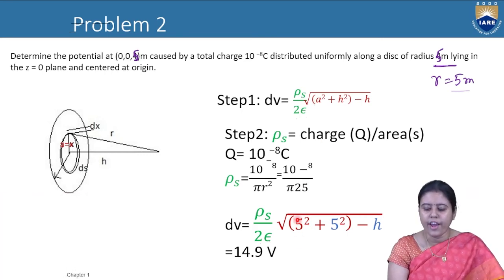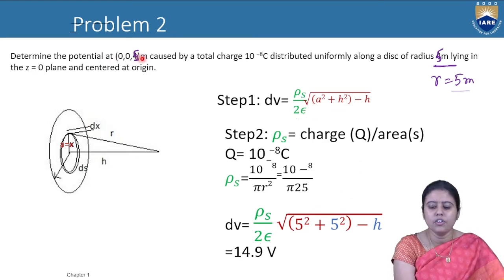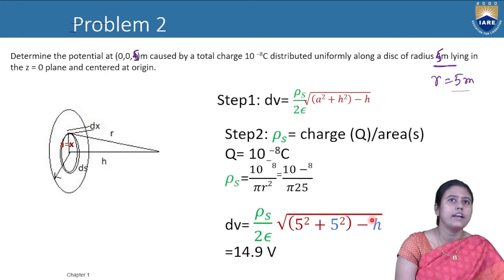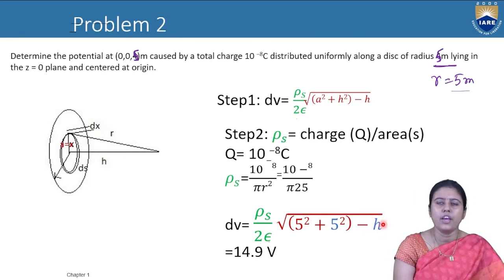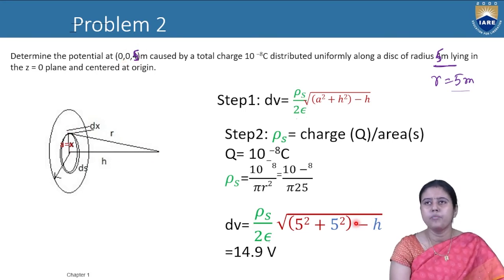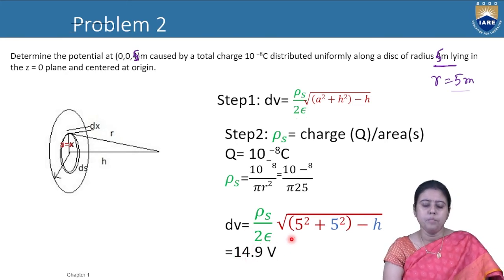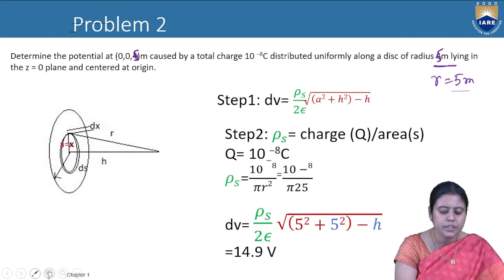a is 5, the radius. What is height? It is given as (0, 0, 4). So it is 4 square minus, what is the next one? Next one is h. h is again the height, and it is again given as 5. So we are putting the values and we got dB equal to 14.9 volt.